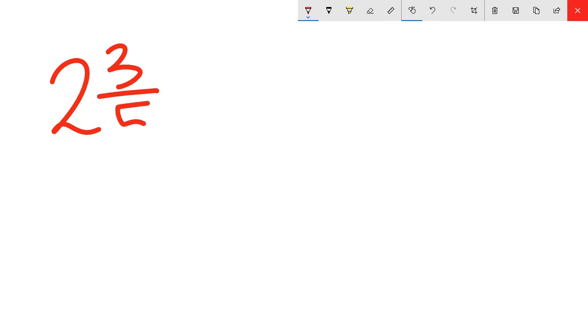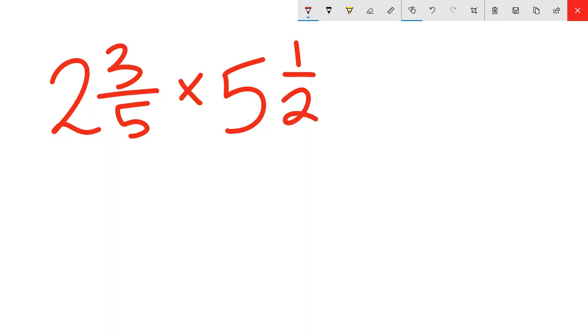I'm going to do, let's see, 2 and 3/5. I probably shouldn't have written that so big, but that's okay. Times 5 and 1/2. Now, some of you might think that we can just multiply the 2 times the 5, but that's not the case. You cannot do that. You have to turn each mixed number into an improper fraction.